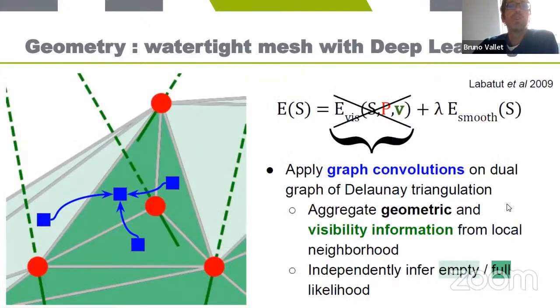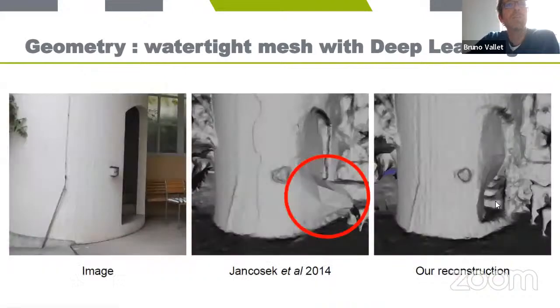So we proposed an approach based on graph convolution to aggregate all the different visibility information, because what's interesting and important for surface reconstruction is not only to have the point cloud, but also to know where each point is seen from, because this information is going to be very helpful to know if a tetrahedron is empty or full. So this information is aggregated by the network.